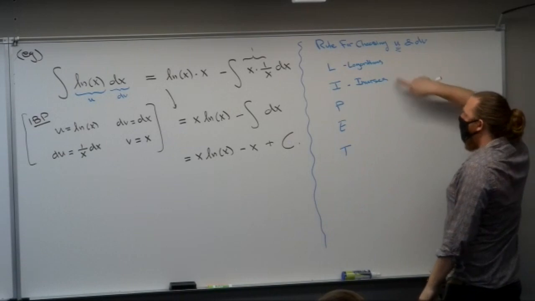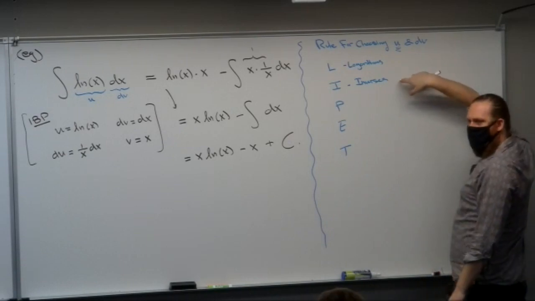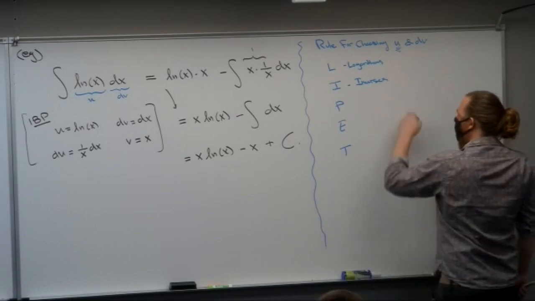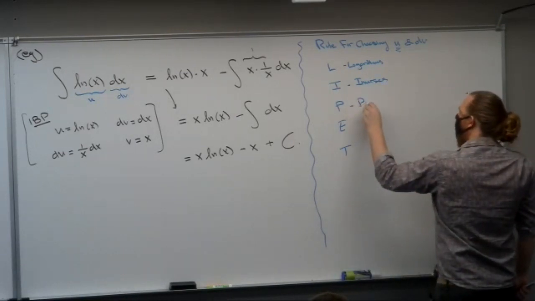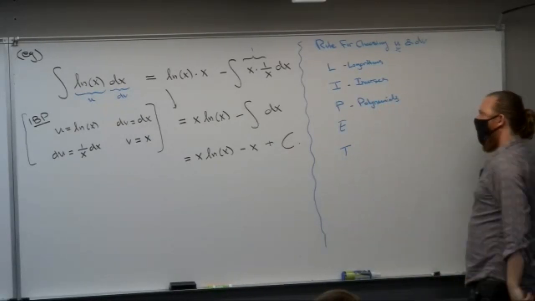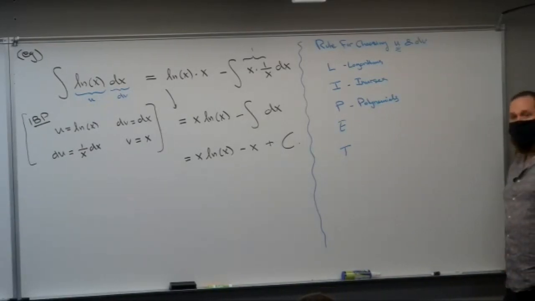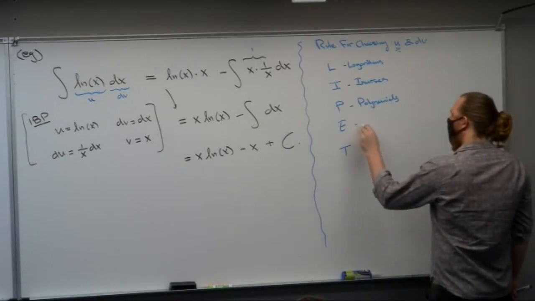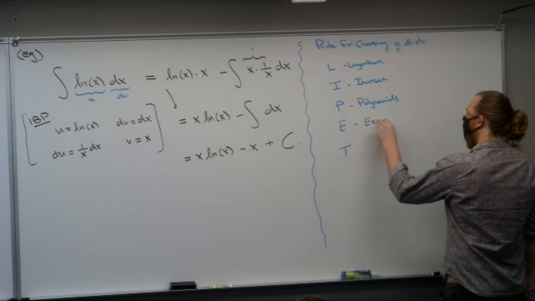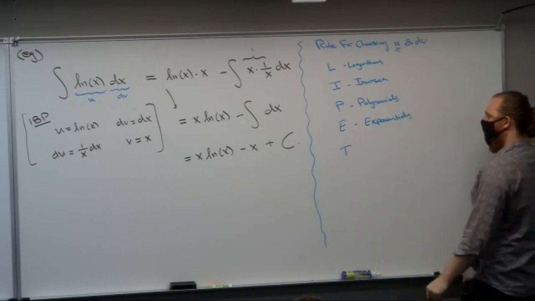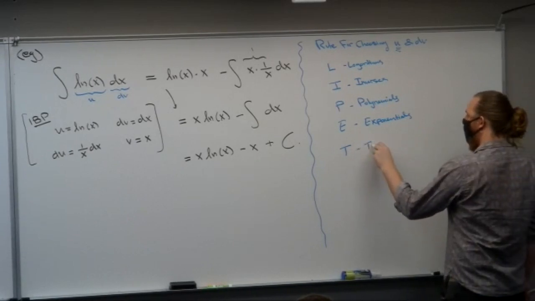If there are not any logs in your integral, are there any inverse functions like arctan, inverse sine? If there are not any logarithms or inverse functions, do you see any polynomials? If there are no logarithms and no inverses, but there is a polynomial function in your integrand, you should pick that for u and everything else for dv. Barring any of those, are there any exponentials? And if there are none of those, look for some trig.